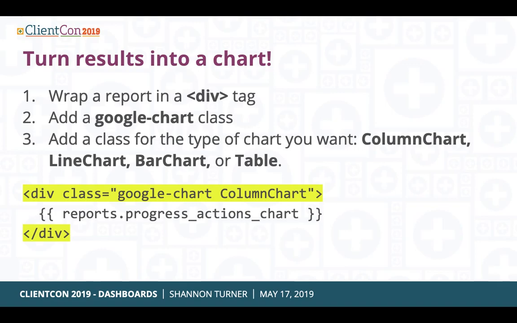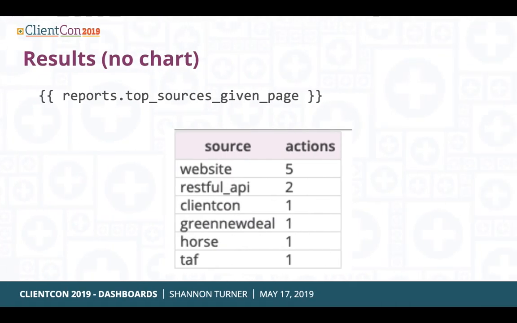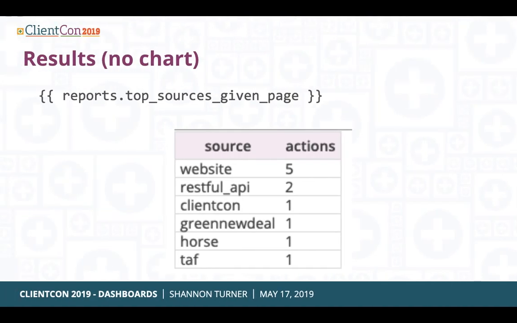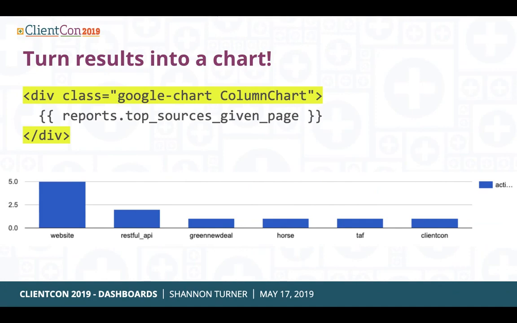In this example, I'm using column chart. So those 3 steps. If I were to look at the results of my report, top sources for a given page, without using the Google chart, this is what I would see if I just run this report. And the only thing that I'm changing between this and this is what's highlighted in yellow. The div and the classes for Google Chart and Column Chart. It's the exact same results, it's just formatted in a nice chart. It's so easy to put together.